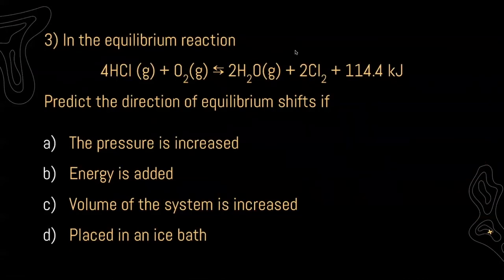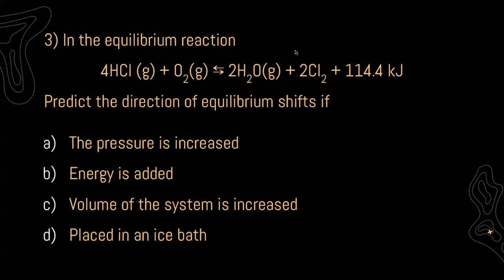For 3, we're given the following reaction, and we want to predict the direction of the equilibrium shifts. Our seesaw might be useful. Let's use everything that we've learned in the prior units and apply it here. For A, it says our pressure is increased. That means we are increasing the number of collisions.